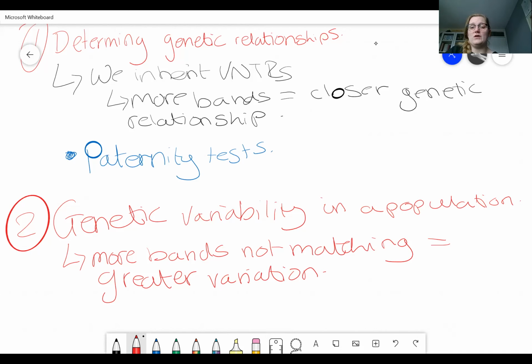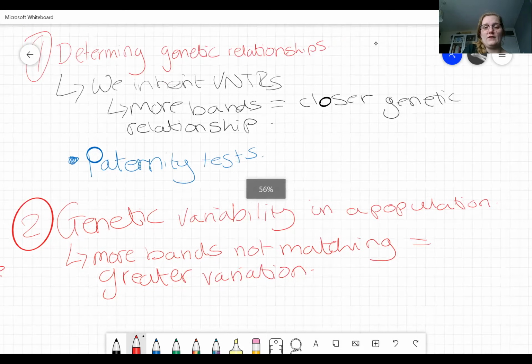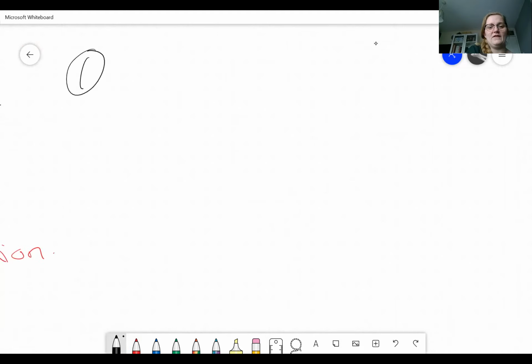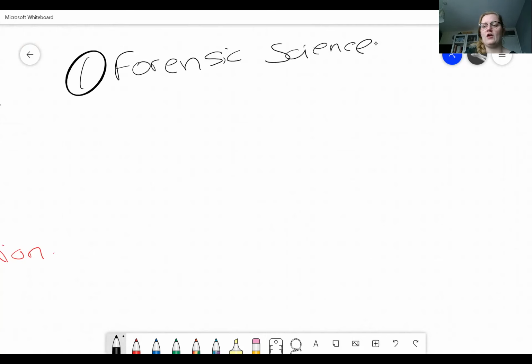So like I said, we can use genetic fingerprinting in forensic science. That is a great place where it can be used. Samples from crime scenes, so blood, semen, skin cells, saliva, hair, from possible suspects could link them to the crime scenes.